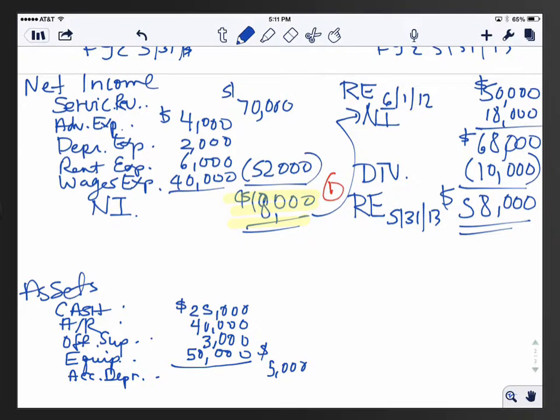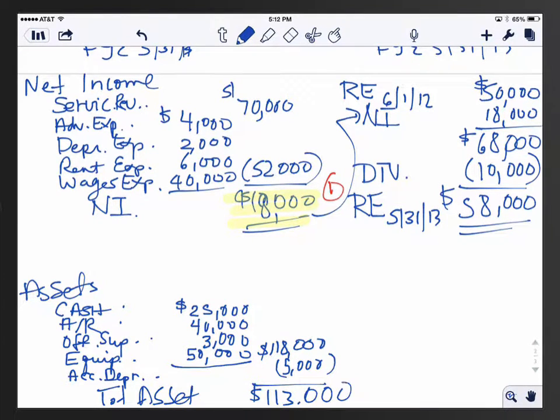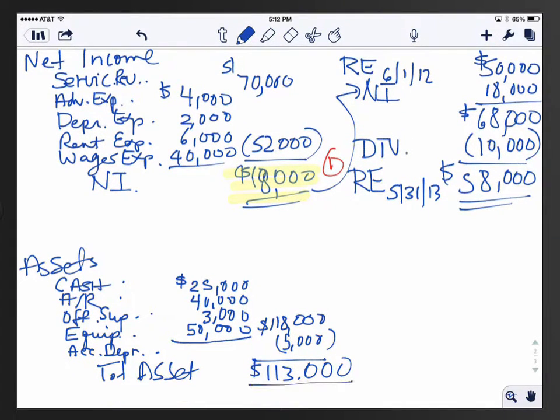So 50,000 plus 40,000 is 90, plus 25 is 115, plus 3 is 118, I believe. So we have 118,000. And then we're going to subtract that accumulated depreciation. And that's going to give us our total assets of 113,000. Remember, accumulated depreciation is a contra asset. You have to subtract it. It's got a credit balance. So now we've done, didn't even label this one. This was part 2 up here. This one's part 3.